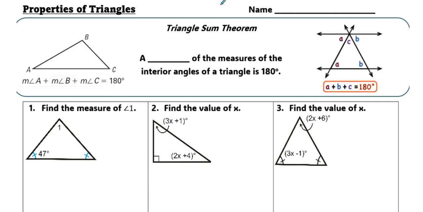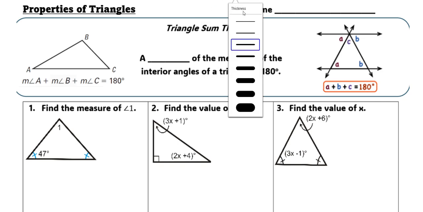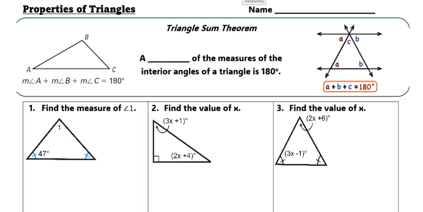about a bunch of different properties of triangles. First one we've actually already talked about. It's called the triangle sum theorem. It's talking about the interior angles of triangles and that they add up to 180. The sum of the measures of the interior angles of a triangle is 180 degrees.